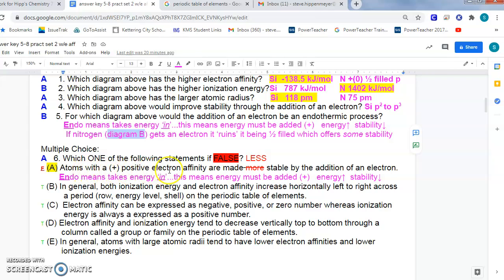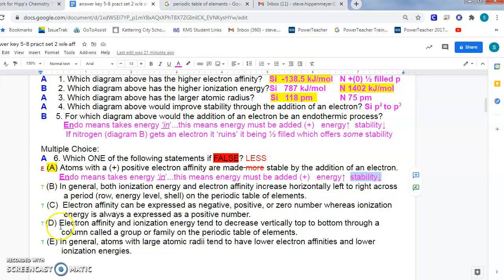Letter A, atoms with a positive affinity are made more stable. Well, remember the teeter-totter. A positive affinity means we're adding energy. Atoms with a positive affinity are made more stable, meaning we had to add energy? Hold on. If we're adding energy, the teeter-totter side of energy is going up. That means the stability side must be going down. So if we're adding energy, we would be making them less stable, not more stable. That's a false statement.